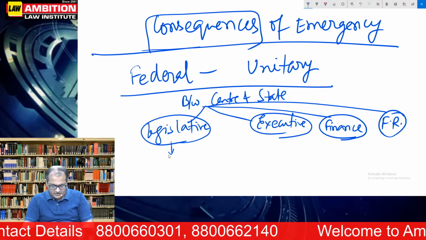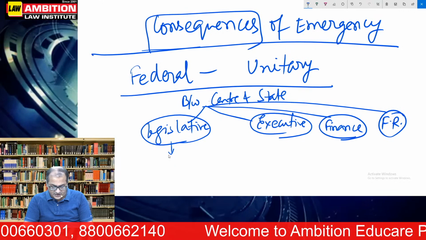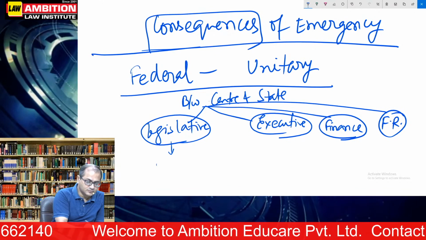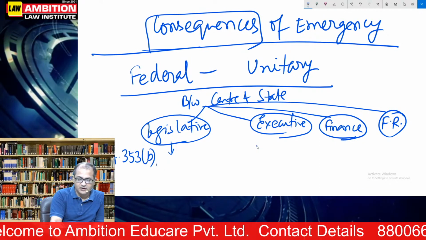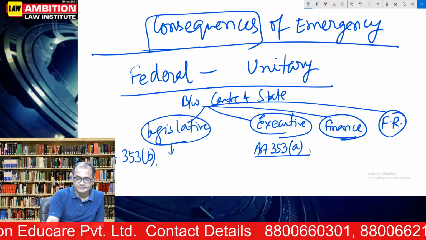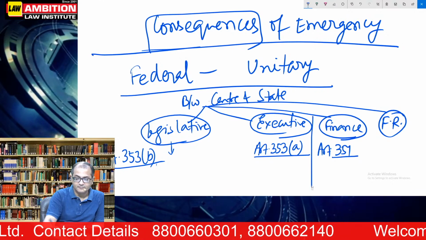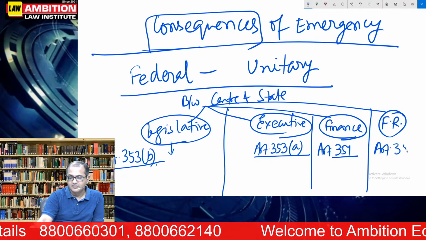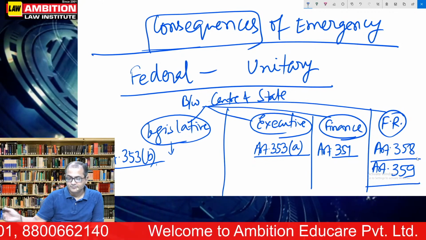तो देखो, 353 में 353A 353B देखा होगा. लेजिस्लेटिव रिलेशन आर्टिकल 353B, और एग्जीक्यूटिव रिलेशन आर्टिकल 353A. फाइनेंस वाला 354. Fundamental right, Article 358, Article 359. Is this clear?